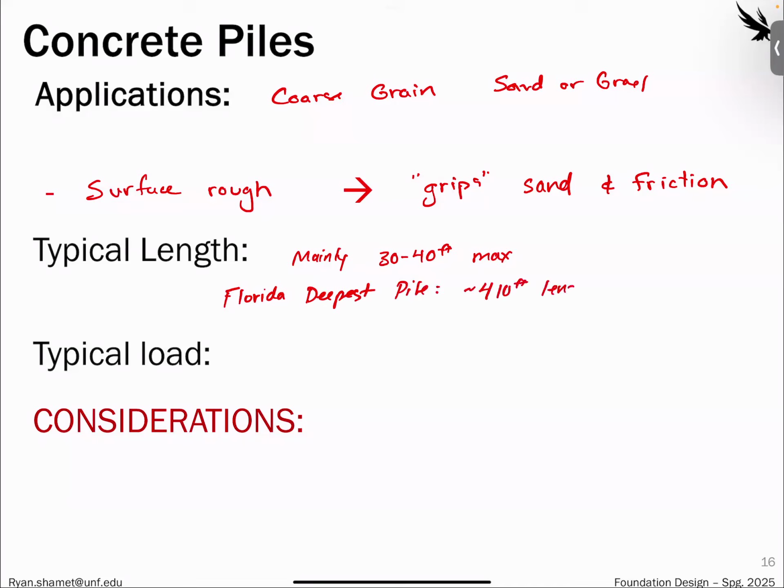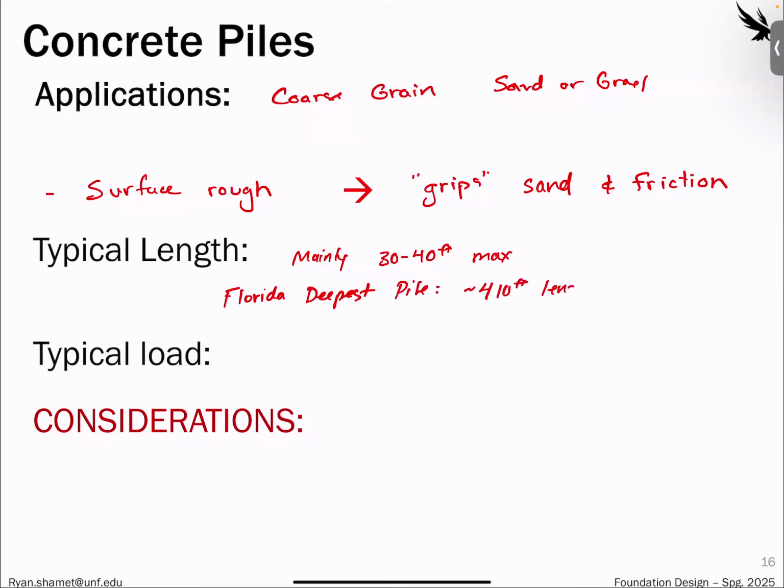Typical loads, I'm just going to say, are usually higher than the steel piles, simply because a lot of times the steel piles will have driving considerations, where you can't drive them as far because they might bend or break the steel, where concrete, you can hit it with a hammer and just keep pounding it and get the higher capacities.